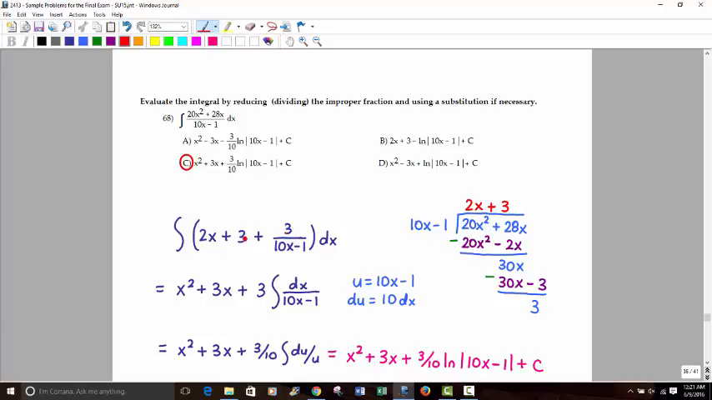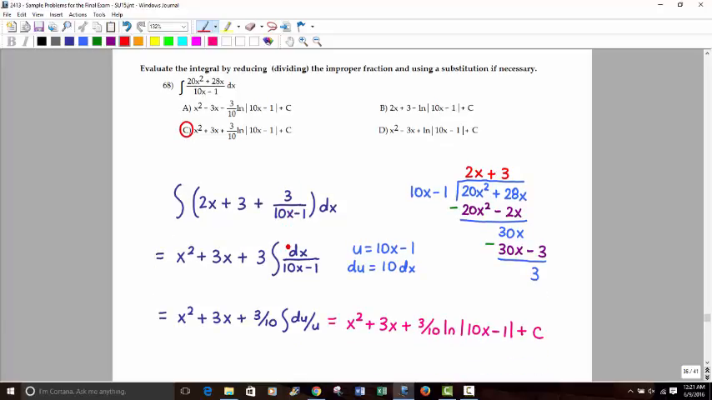So that fraction now is equivalent to 2x plus 3 plus 3 divided by 10x minus 1, which we can integrate pretty easily. First two terms especially. Antiderivative of 2x would be x squared. Antiderivative of 3 would be 3x. And here I can let u be 10x minus 1. So du is 10 dx, so therefore I'd have a 1/10 out there.